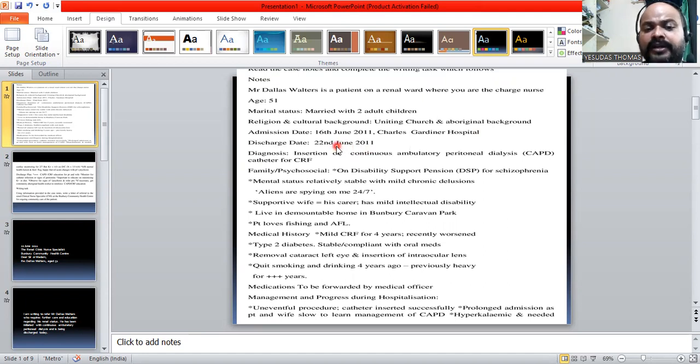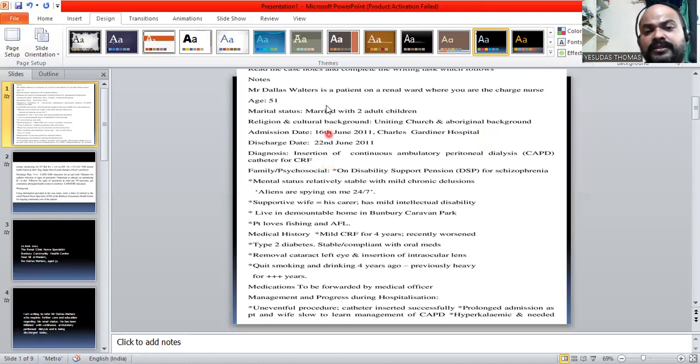So the discharge date is 22nd. Whenever you see Aboriginal background, it's a native Australian tribe. So you have to understand that there will be difficulty in communication between English speaking people and Aboriginal people. The discharge date is 22 June. And now what's the diagnosis? The diagnosis is insertion of CAPD catheter for chronic renal failure.